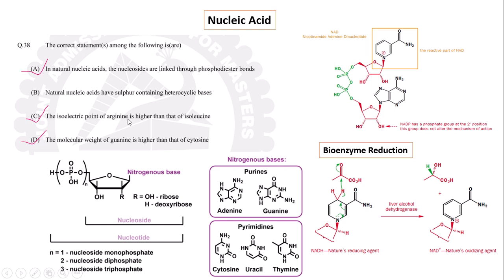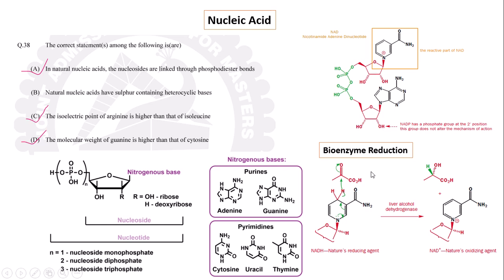The isoelectric point of arginine is higher than isoleucine. These are amino acids, and arginine is a basic amino acid, and isoleucine is a neutral amino acid. So arginine has a higher isoelectric point compared to isoleucine. The molecular weight of guanine is higher than cytosine. Here this is the structure of guanine, and this is the structure of cytosine. From the molecular formula, it is shown that guanine has a higher molecular weight than cytosine.